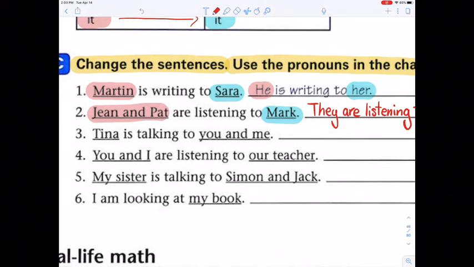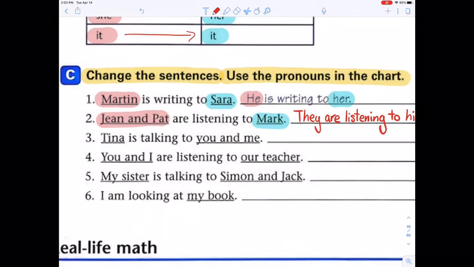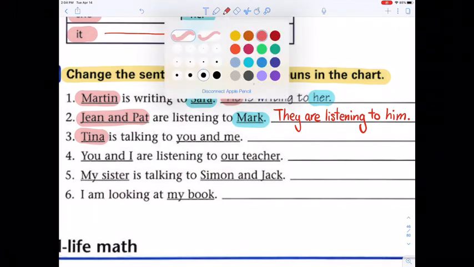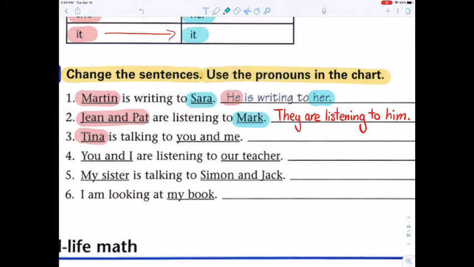Okay, I hope you stopped the video and wrote your answers. So let's write the answers together now and you can check and see if you're correct. Okay, what do we have for number 3? Who's the subject of number 3? Tina. Tina is the subject, and who's the object? You and me. Okay, so let's try making that sentence.